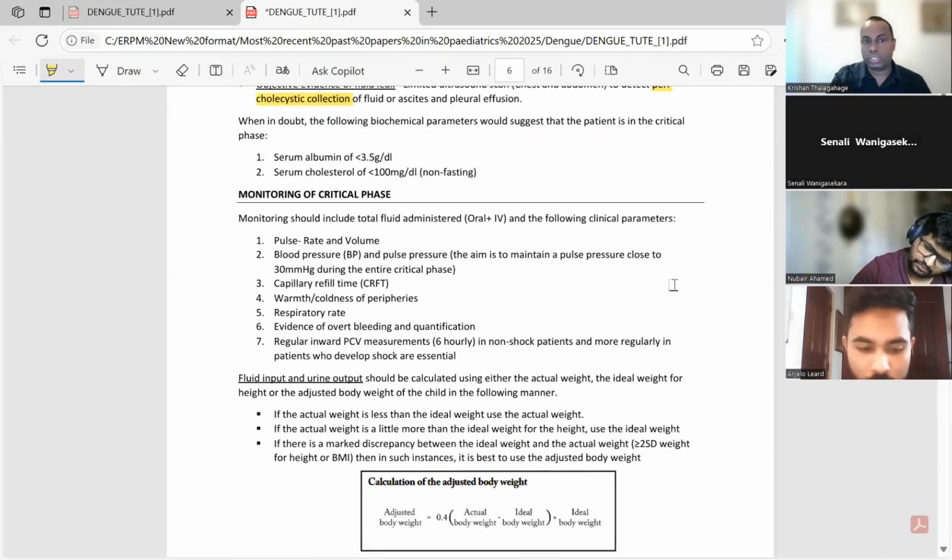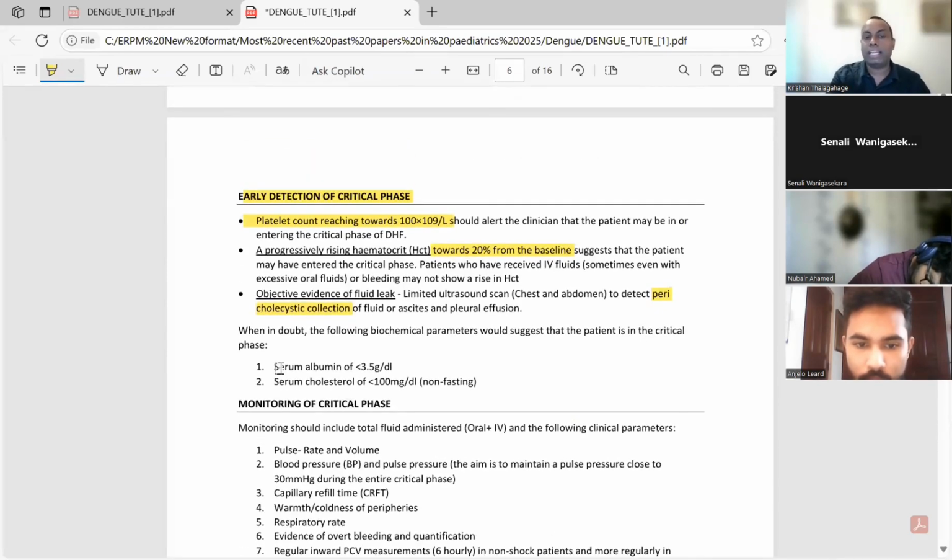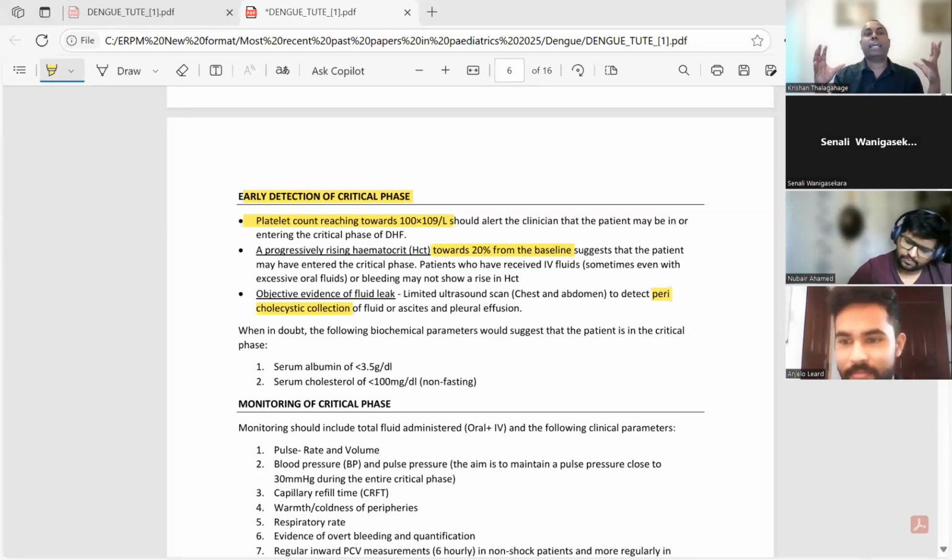And then as Doji was telling, you can also do blood investigations to look for leakage. මොනවද කරන්නේ? Serum albumin can be done, and then you can do serum cholesterol levels. So this is what you do when it comes to suspected leakage.